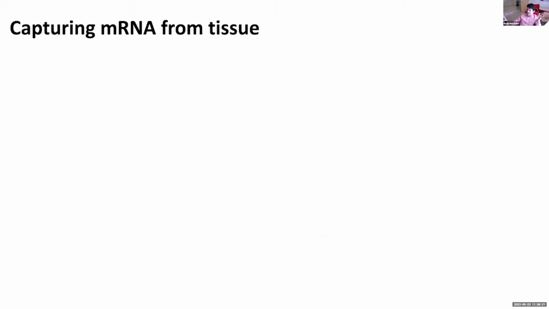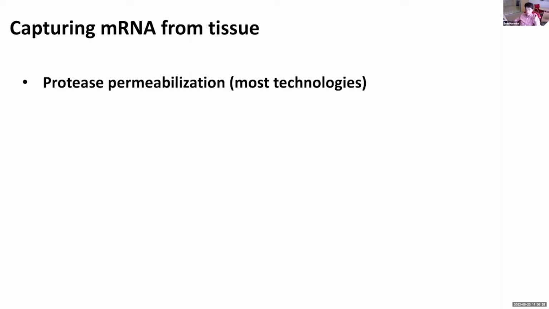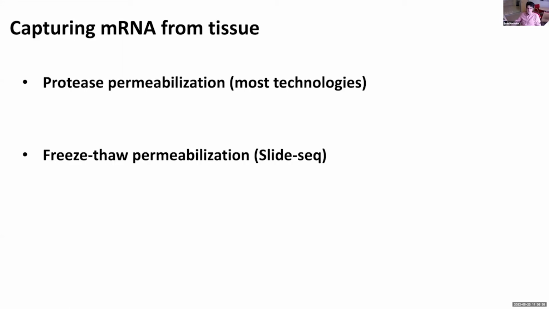So the next step is the capture of the RNA onto the tissue. And this process is basically just a couple different strategies. One is to use protease permeabilization, so gentle protease release of the RNAs so that they can diffuse to the surface. Slide-seq utilizes a slightly different strategy where we just take fresh tissue and slice it directly onto the array, and the freeze thaw of the tissue actually melts the tissue and pushes the RNA onto the surface.